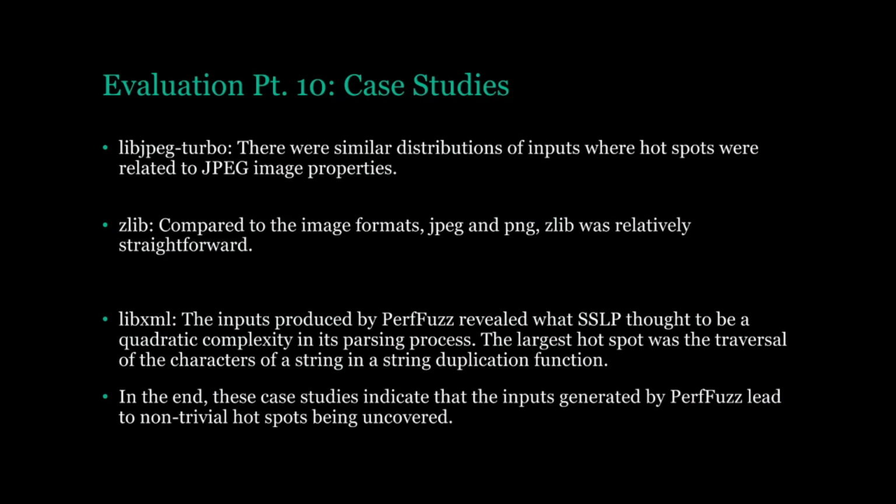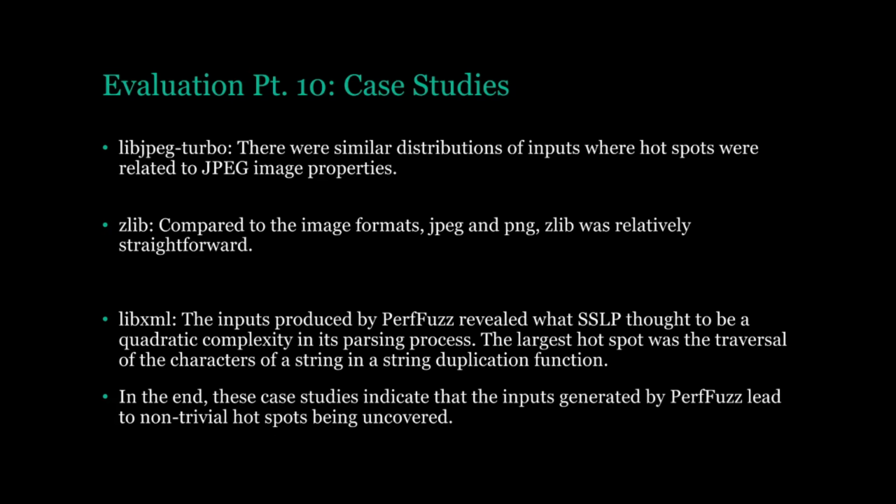So for libjpeg-turbo, there were similar distributions of inputs where hotspots were related to JPEG image properties. An example of this would be when an input was an image with a 4x4x0 chroma subsampling with a huge number of columns. Most of the stress points were around arithmetic decoding algorithms. PerfFuzz was able to discover inputs that stress processing for both one-pass and multi-pass images.